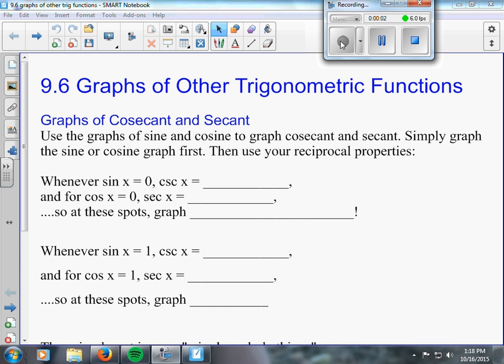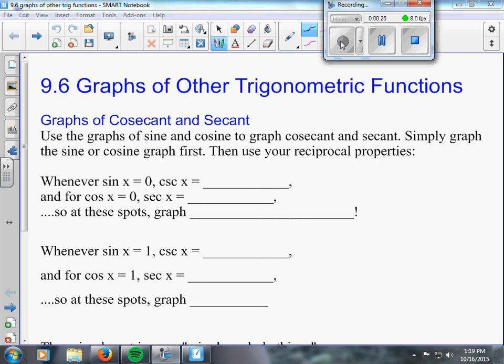Okay, so we are in section 9.6. We're going to graph the other trig functions that we haven't graphed yet. So that is secant, cosecant, tangent and cotangent. We're going to focus first on the graphs of secant and cosecant. We highly rely on the reciprocal properties when we're graphing secant and cosecant. It makes them much easier.